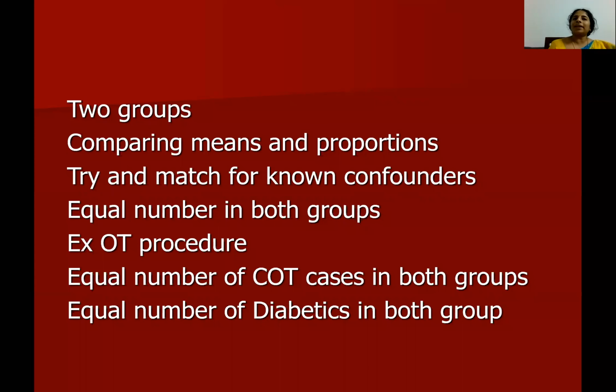So if you're comparing two groups, again, you try and make the two groups as equal as possible. You cannot randomize here. You cannot match for everything known, but at least you make sure that you don't have one group having a lot of diabetic patients and the other group having very few diabetic patients.